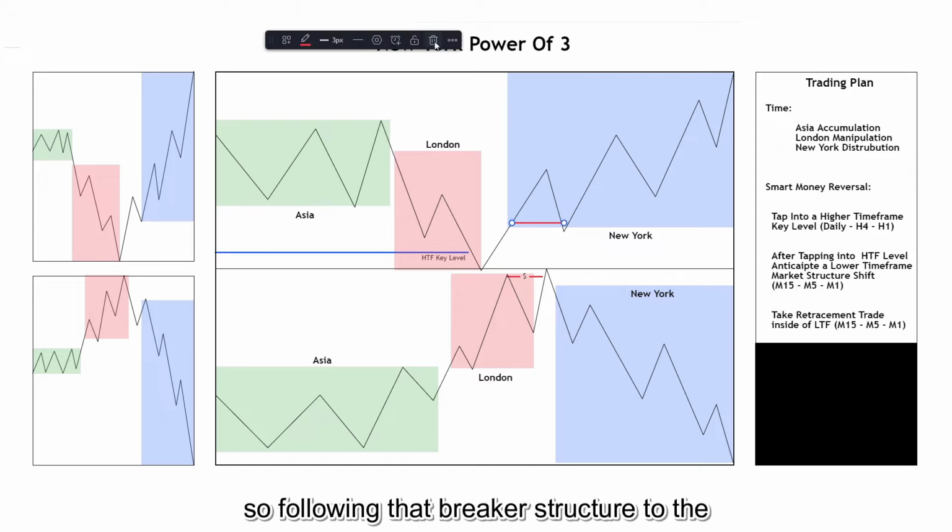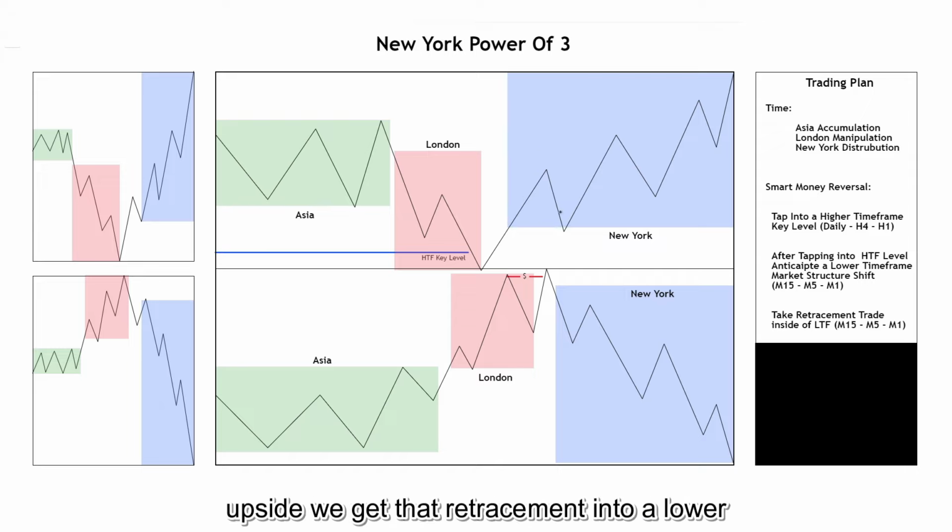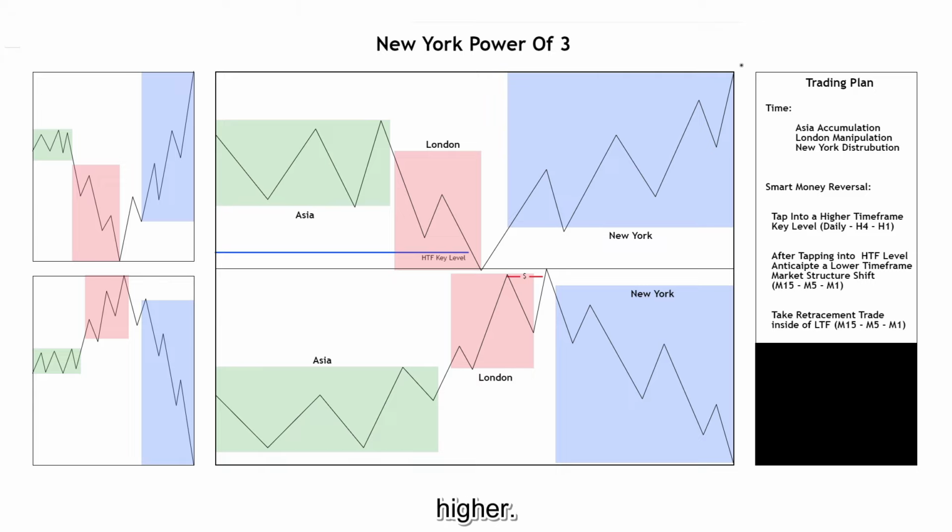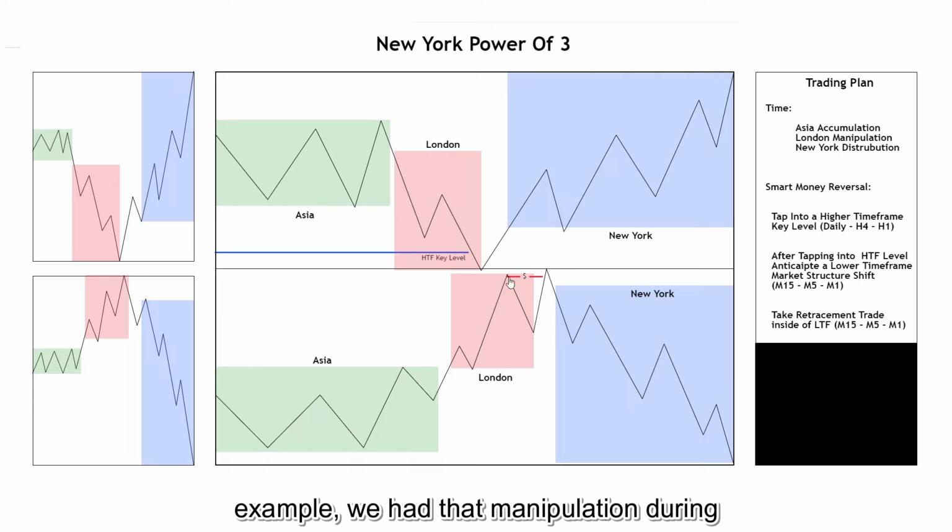So following that breaker structure to the upside, we get that retracement into a lower time frame fair value gap or order block for that Power of 3 continuation higher. And as we can see here in this bearish example, we had that manipulation during London session.